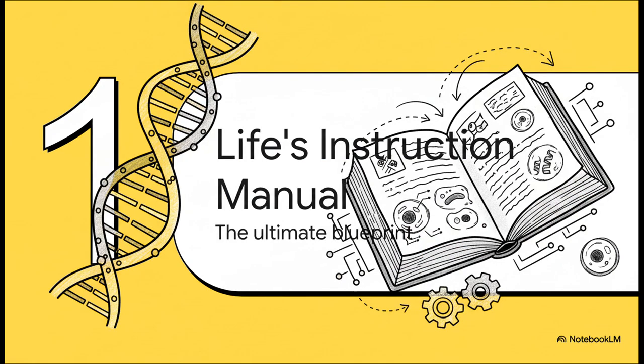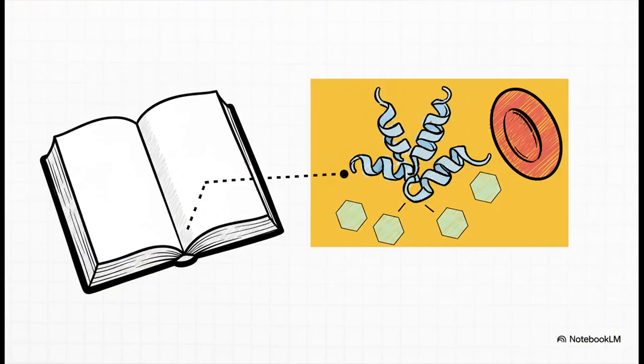Okay, let's kick things off with the big picture. Just think of your DNA as this massive, super detailed blueprint for building and running your entire body. Now, this blueprint is broken up into chapters, and we call those chapters genes. Each gene has one job, to provide the instructions for building one specific protein. And proteins, they're the real workhorses of our cells. They do pretty much everything.